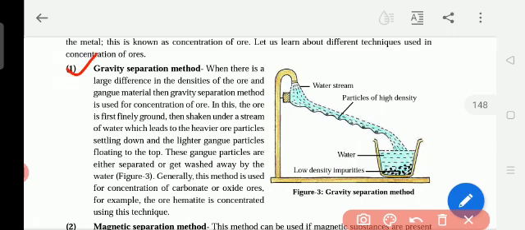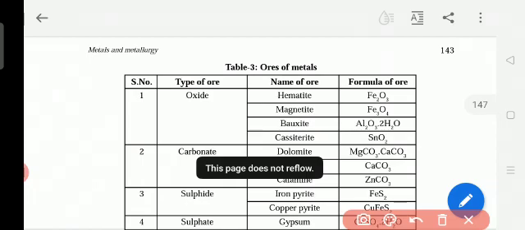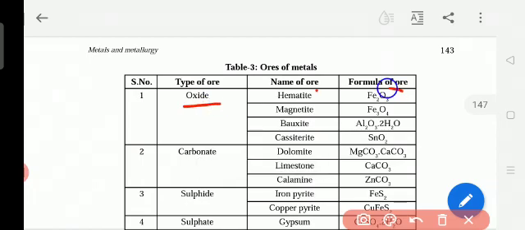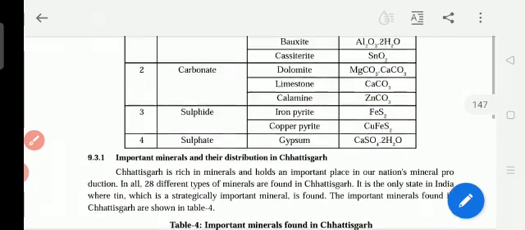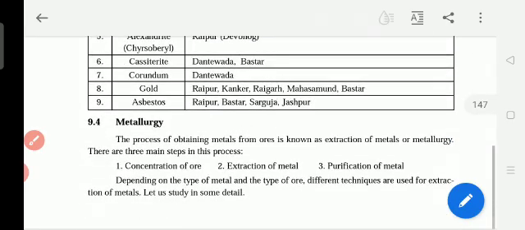The first one is the gravity separation method. For which ores is the gravity separation method used? For carbonate or oxide ores, for example hematite. Especially it is used for oxides, and the next one is carbonates. For these they use the gravity separation method to remove the impurities.